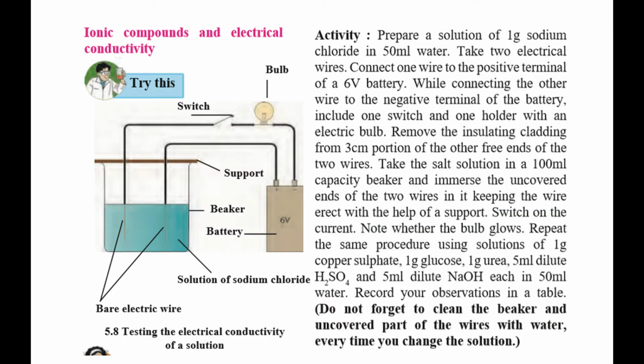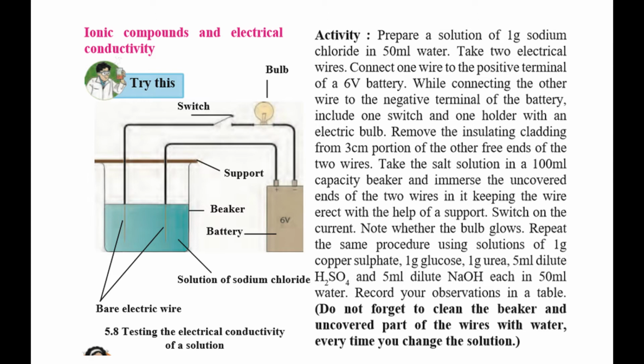Now let's learn a little bit about the electrical conductivity of ionic compounds. And there's another activity which you will need to do in your lab. Prepare 1 gram of salt in 50 ml of water to make a solution. Take 2 electrical wires. Connect one of them to the positive terminal of a 6-volt battery. Connect the other wire to the negative terminal of the battery, and include one switch and one holder with an electric bulb, as shown in this figure.